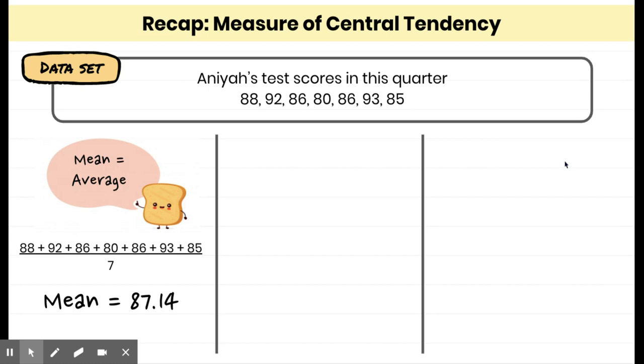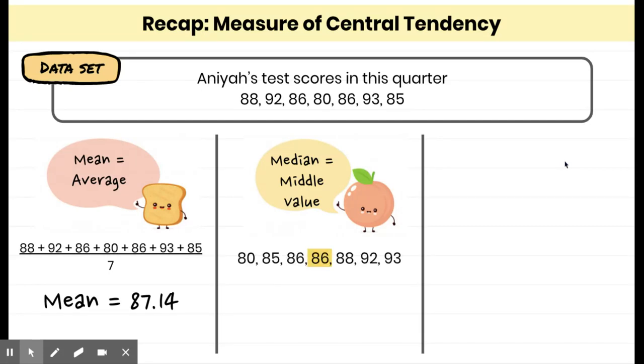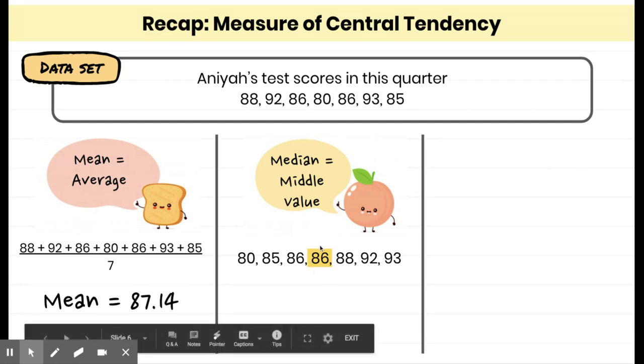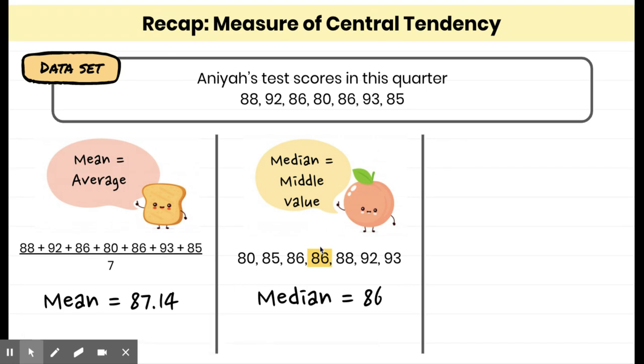And the second way that we can summarize the data that we learned is to use the median, or the middle value. In this case, I have to organize the numbers from least to greatest and then figure out what number is in the middle. To find the median, you have to look at the number in the middle after you organize the data. So in this case, I arranged it from least to greatest, and I found out that the number in the middle is 86. So the median is 86.